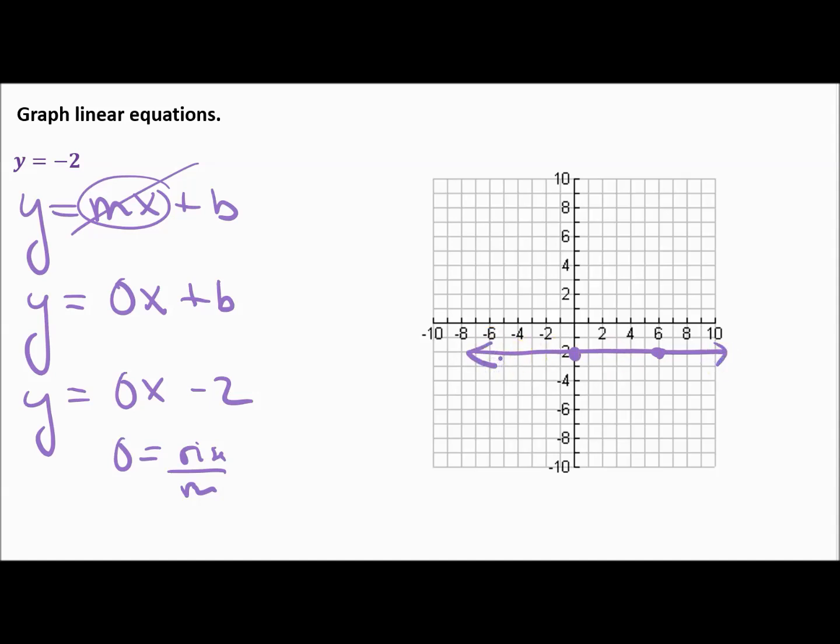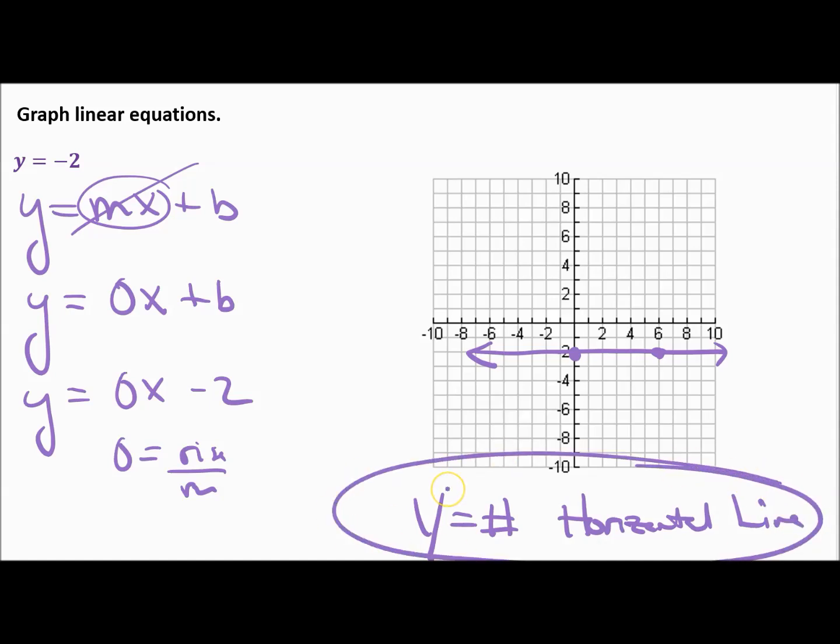What I advise is what we talked about in the last video, is the fact that if you have y equals a number, that is always a horizontal line at that value. So I think that is well worth memorizing. Remember, horizontal lines have 0 slope. There's no incline at all. And I think that's much easier to memorize than trying to change this into y equals mx plus b.